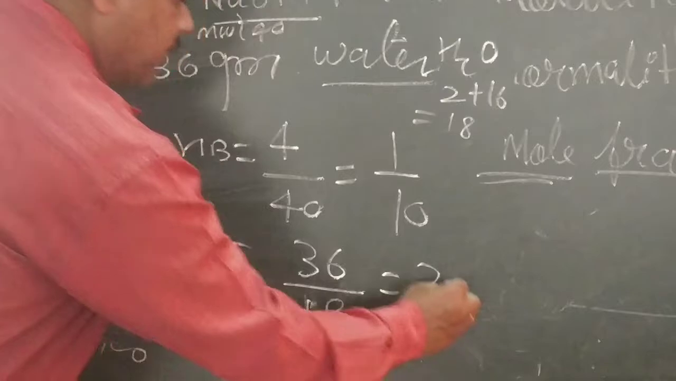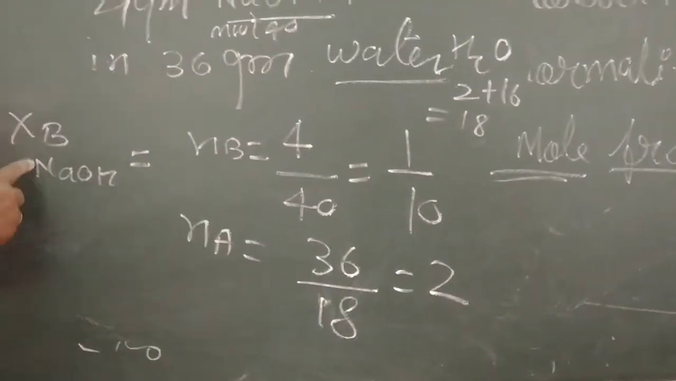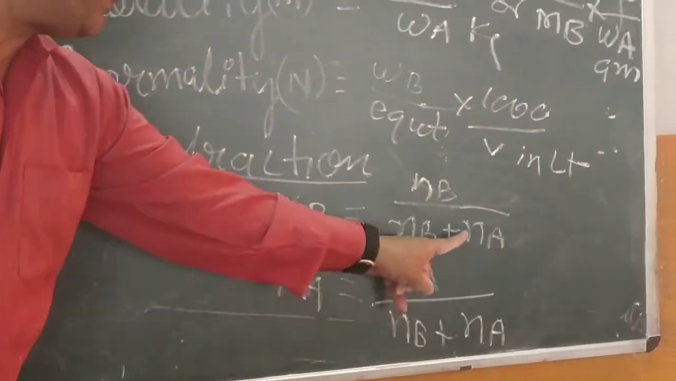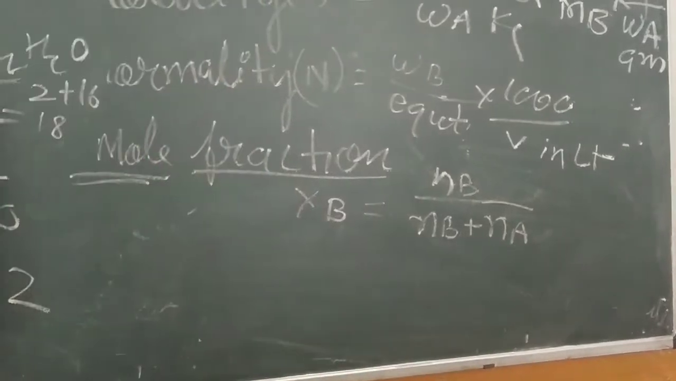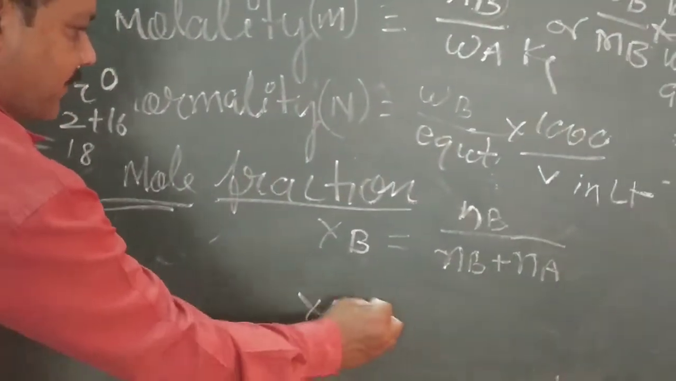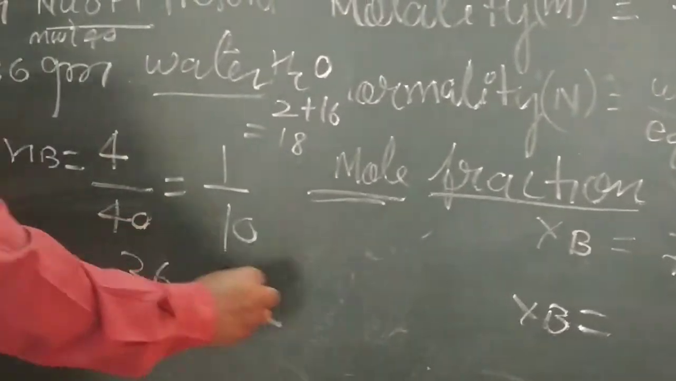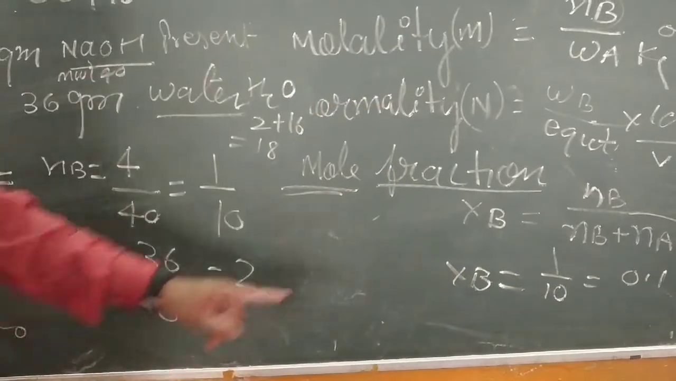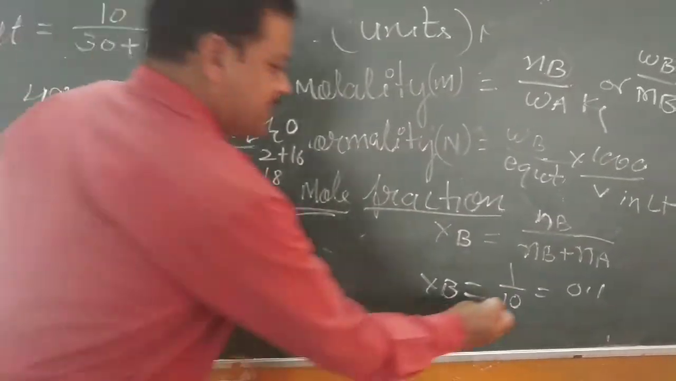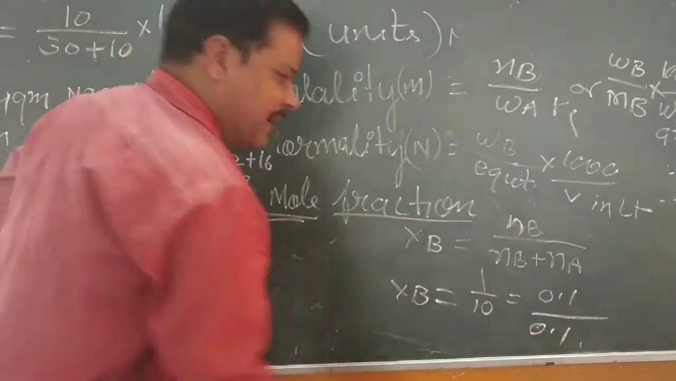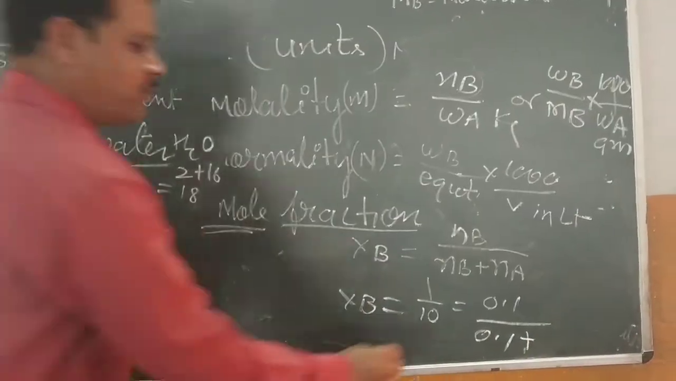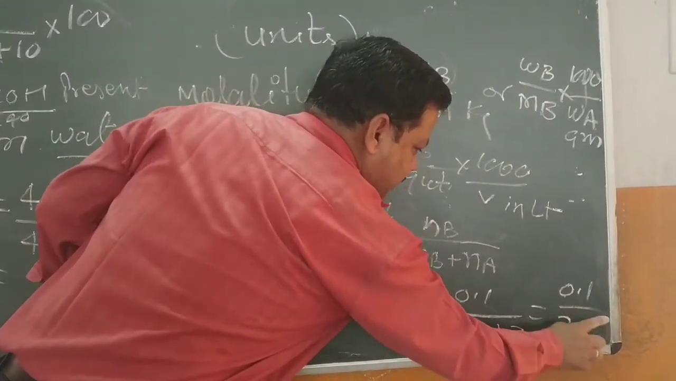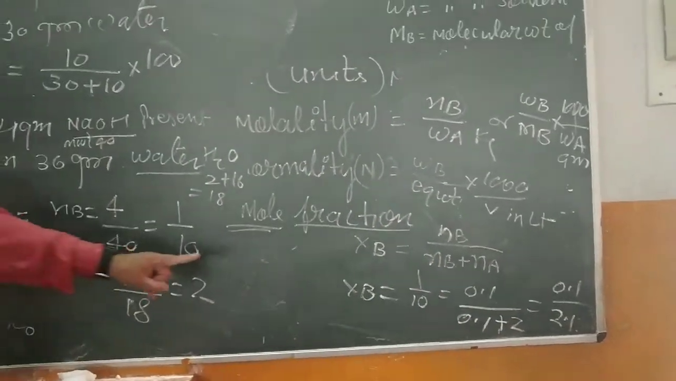It will come 2. So mole fraction of chi A is nA upon nA plus nB. This formula we will use. So what is chi A here? nA, the number of moles of solute, is 1 by 10, or we can write 0.1, upon nA plus nB: 0.1 plus nB, number of moles of water, 2. Here 0.1 upon 2.1. This will be the mole fraction of chi A.